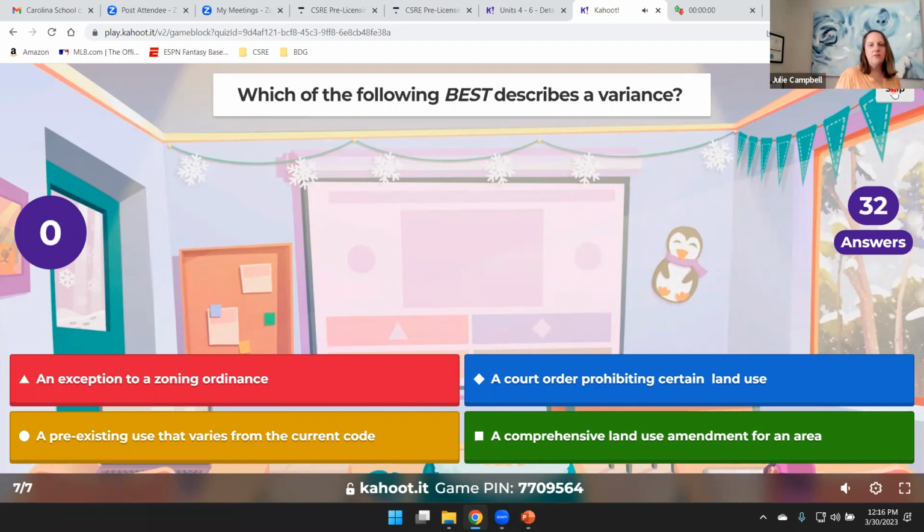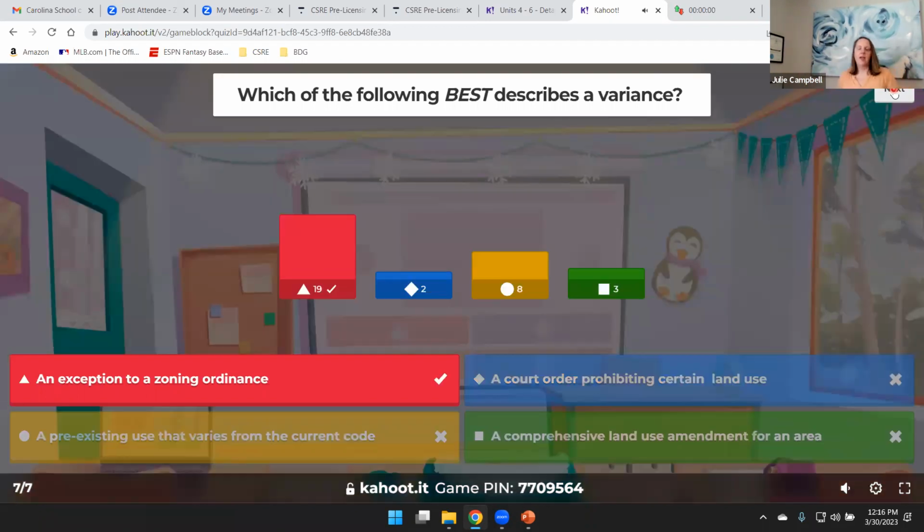Which one best describes a variance? An exception. An implies how many? How many property owners can request a variance? Just one. One, an exception. One homeowner is going to the zoning board. They're requesting permission to break the rules.